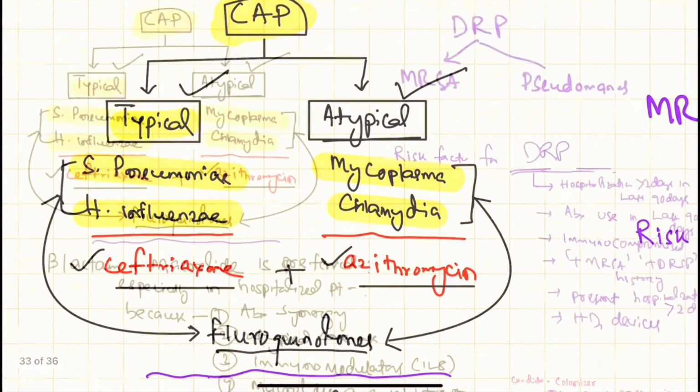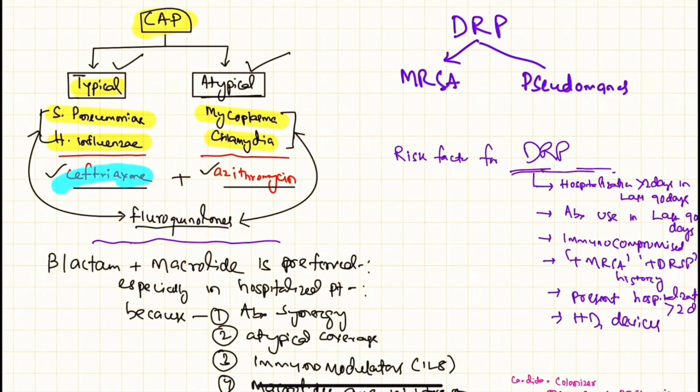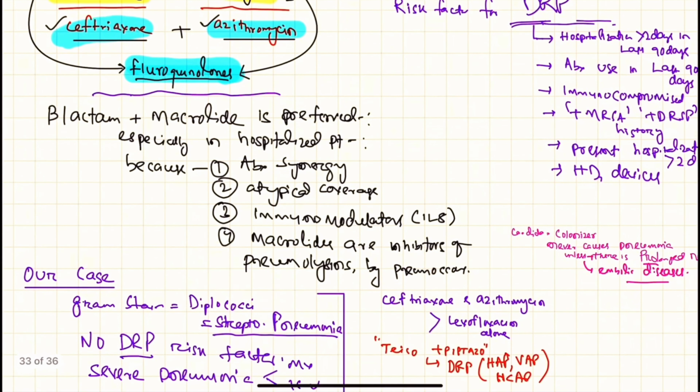So we have ceftriaxone, that is a beta lactam, that will cover the typical, and we have azithromycin, that is a macrolide, that will cover most of the atypical organisms. Both of these activities, covering typical and atypical, can be done by fluoroquinolones, right? So either we use the combination of beta lactams and macrolides, or we use monotherapy with fluoroquinolones. But what is better? Studies have shown that the beta lactam and macrolide combination is preferred. It has been shown that it improves the 28-day mortality of the patient compared to fluoroquinolones alone.